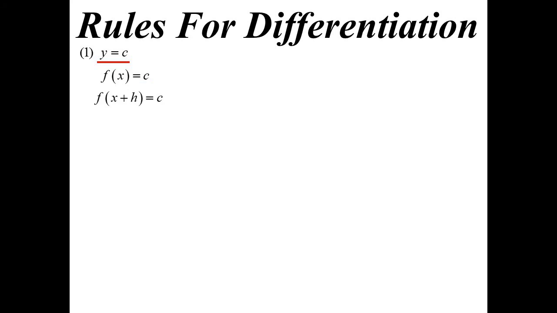So function x is a constant. Function x plus h will also be a constant. So when we sub that into the formula, we get constant minus constant, which is of course 0. And the limit as h approaches 0 of 0 is 0.